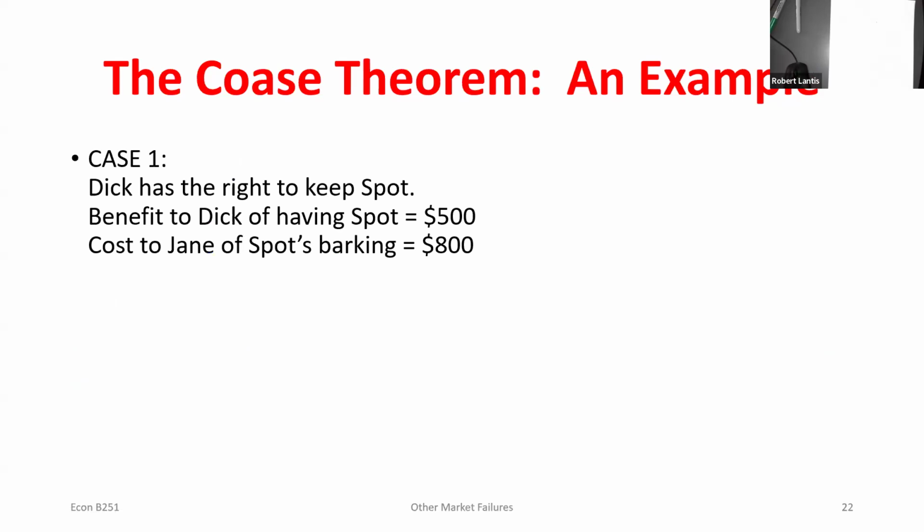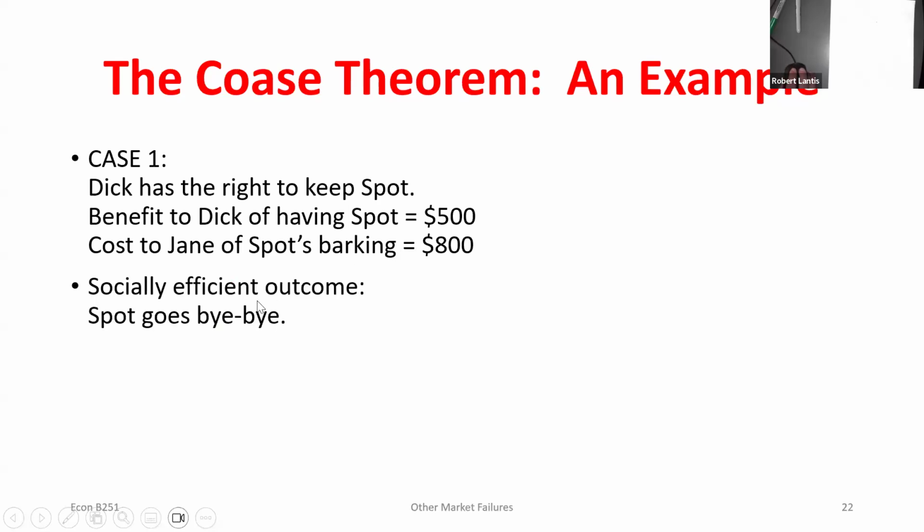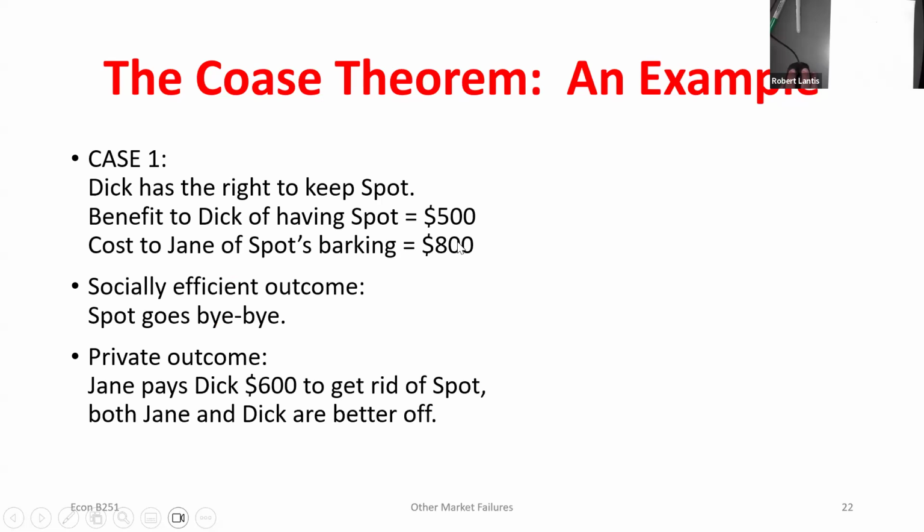Well, if we allow them to bargain back and forth, let's say Jane offers to pay Dick $600 to get rid of the dog. Well, if the benefit to owning the dog is $500, but if I get rid of it, my neighbor's going to give me $600, where am I better off? Taking the $600, so Dick would decide to get rid of the dog. Is Jane okay paying that $600? Well, her cost to paying is $600, but if the dog stays, her cost is $800. So yeah, she's better off as well.